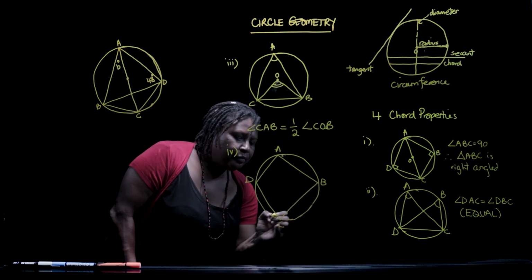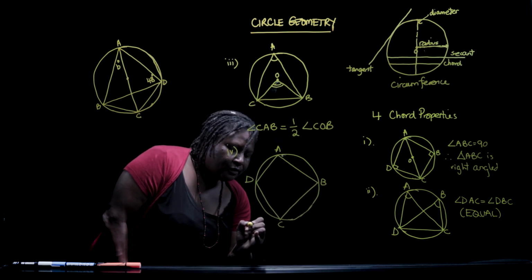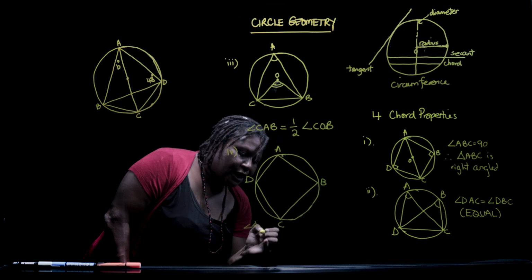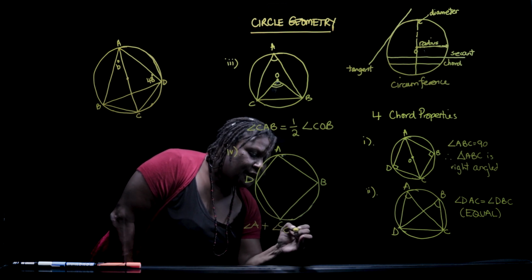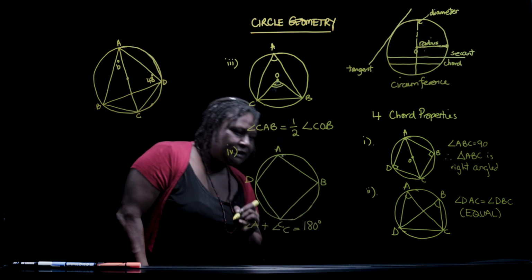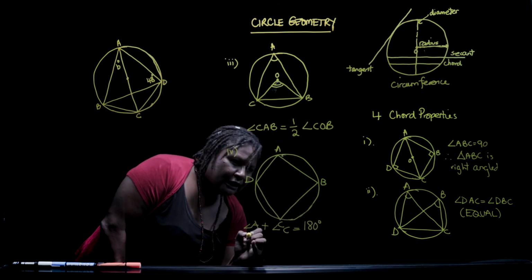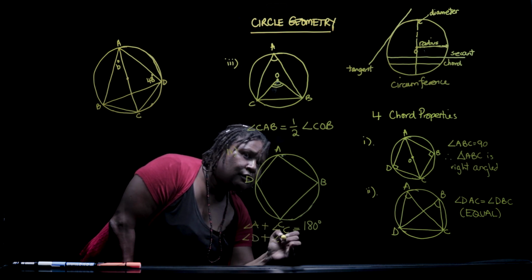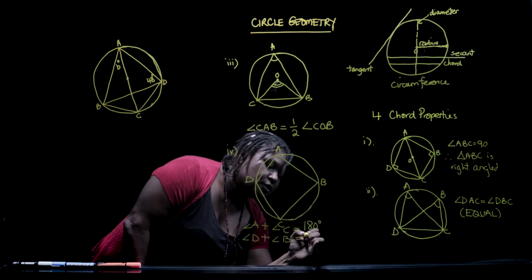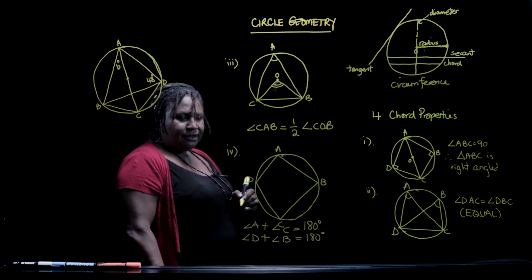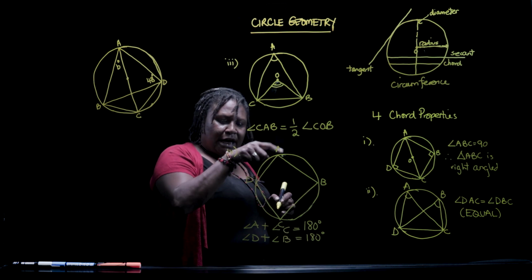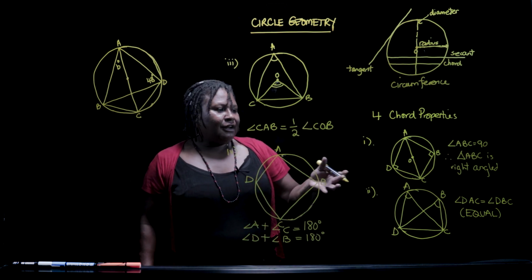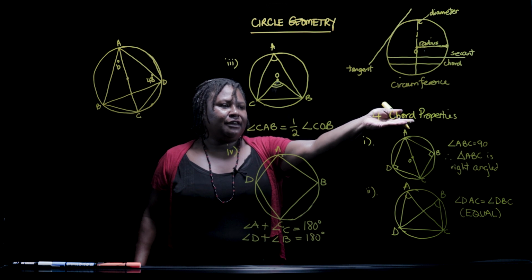In this diagram, if we add angle A and angle C, that will give us 180 degrees. And angle D plus angle B is also equal to 180 degrees. So opposite angles are supplementary. Now, those are the 4 properties in relation to the line here, the chord.